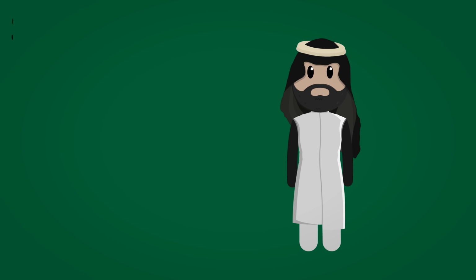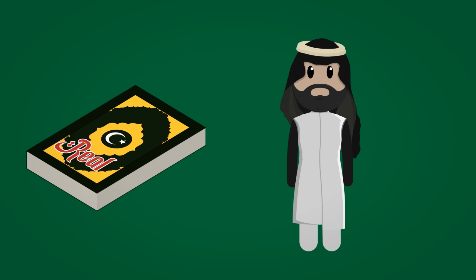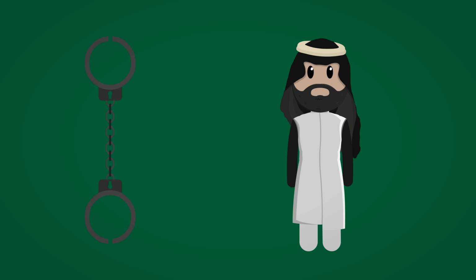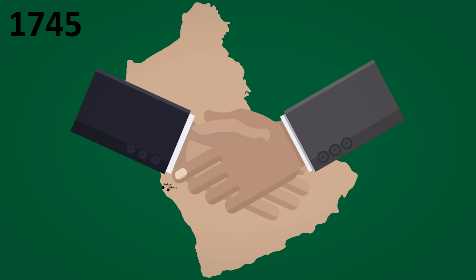It started with a man called Sheikh Muhammad bin Abdul Wahhab. He preached that Muslims were no longer following the true teachings of Islam and that they had been led astray. He created a new version of Islam which he believed to be the real Islam, and it was called Wahhabism. But he was persecuted for his teachings and had to flee. He eventually found refuge in the town of Daraya, inside the Emirate of Daraya, which was ruled by Muhammad bin Saud. The two men formed an alliance in 1745.